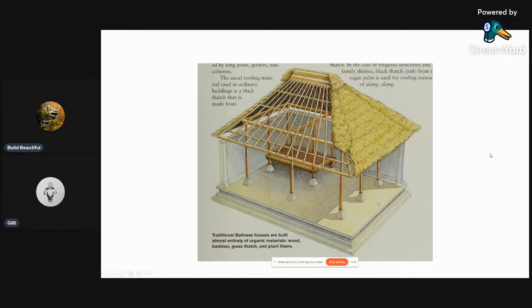I'll just show a couple of images I've got online of the Bali house, showing traditional Balinese houses are built almost entirely of organic materials: wood, bamboo, grass thatch and plant fibres. Quite a nice little constructional drawing there. And quite a good diagram to learn about, pretty universal, and once again, a structural form that is in most houses even today. You could recognize that.